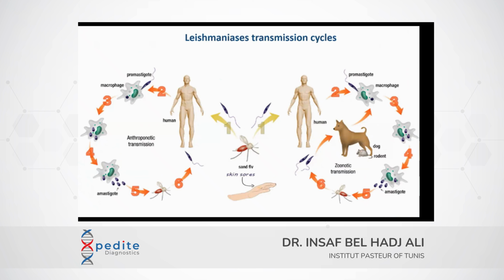For those who may not be familiar with leishmaniasis, they are vector-borne parasitic diseases caused by flagellated protozoa of the genus Leishmania and transmitted by the bite of infected female sandflies. The transmission cycle of leishmaniasis is very complex and still not fully understood, but we know that dogs and rodents are the main reservoirs, while anthroponotic transmission is also confirmed.